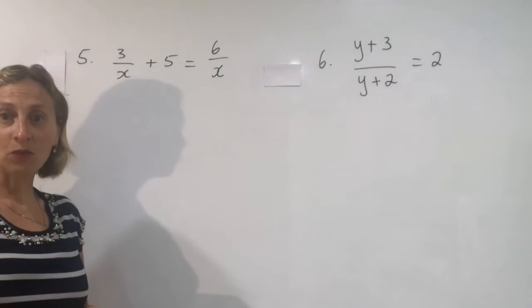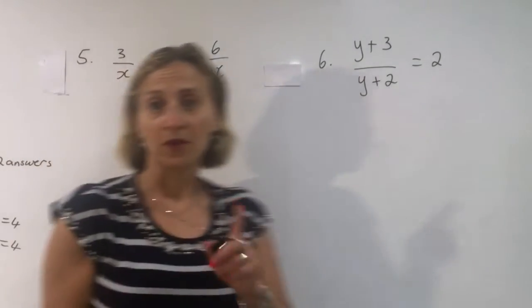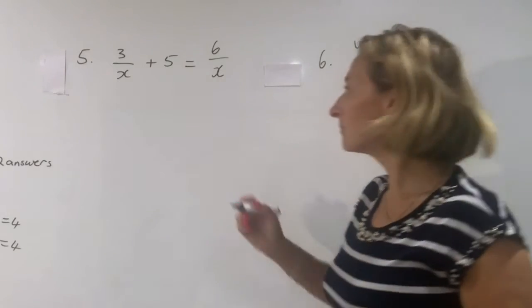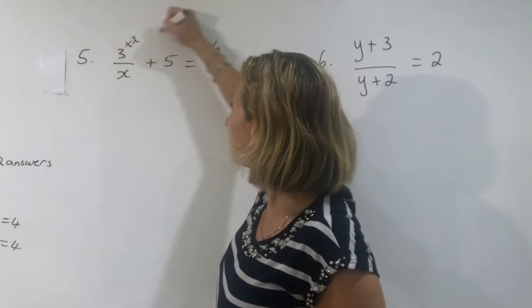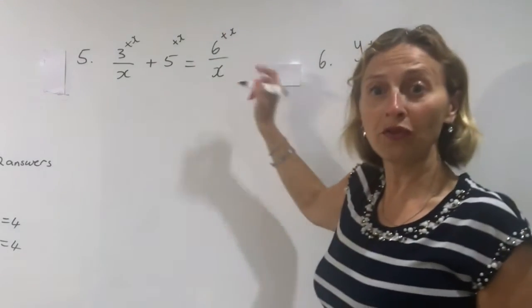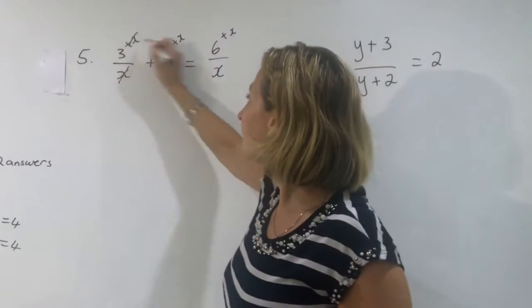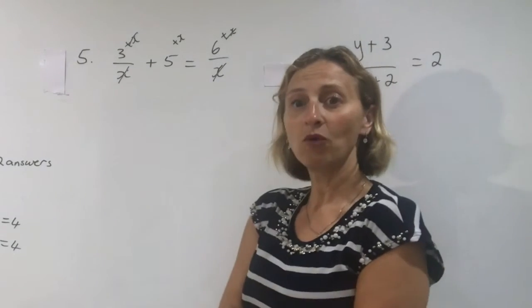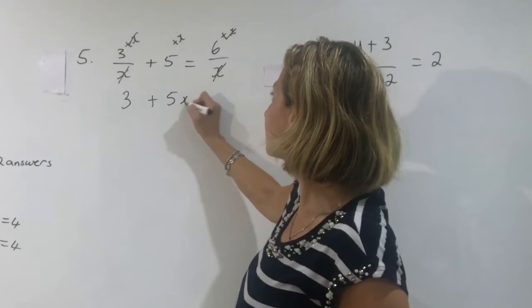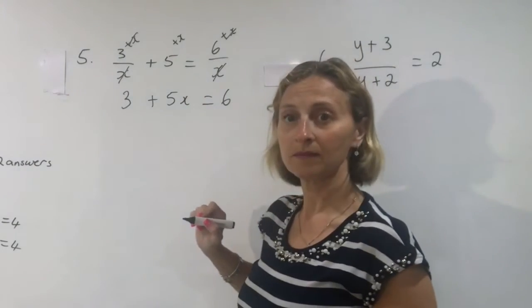Let's have a look here. There are fractions here that we need to get rid of first. So we need to multiply by the denominator first. And what's our denominator? X. Times both sides by x. Don't forget, you need to multiply all the terms by x. They cancel. And what are we left with? We're left with 3 plus 5x equals 6.